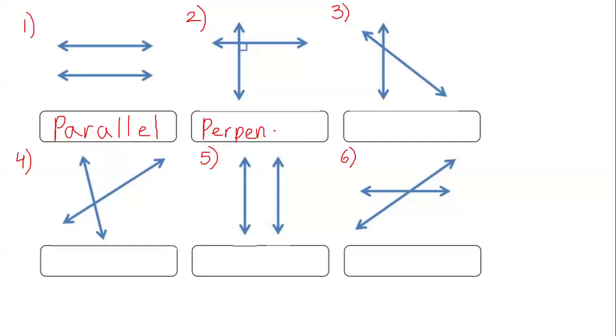So perpendicular. Number 3, what is that? Intersecting line. Why is it not perpendicular? It doesn't make a 90 degree angle. Very good. Doesn't make a 90.